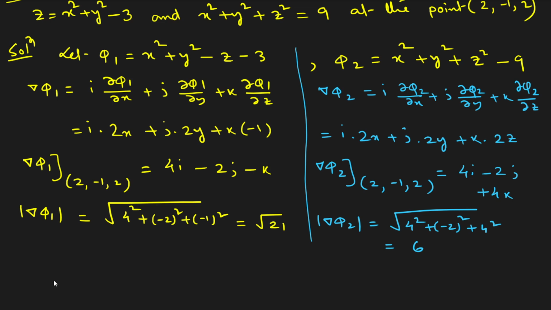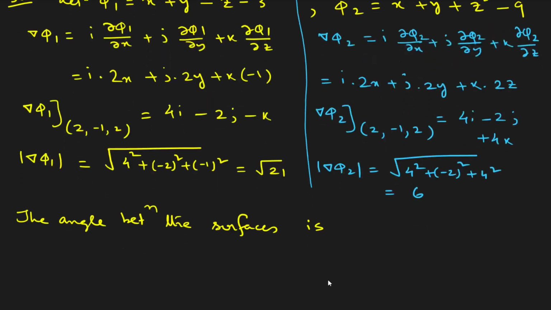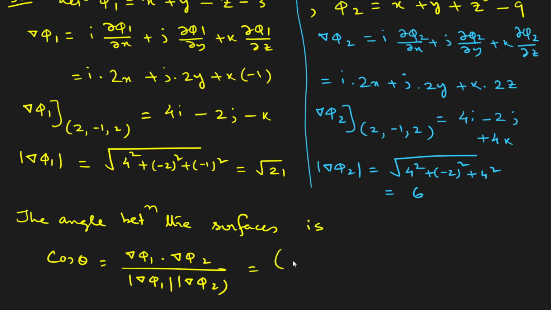So if we suppose that the angle is theta, then the angle between the surfaces is... So what is the formula? Cos theta, right? Cos theta equals gradient phi 1 dot gradient phi 2 by magnitude of gradient phi 1 and then what? Gradient phi 2. So all the values we have.